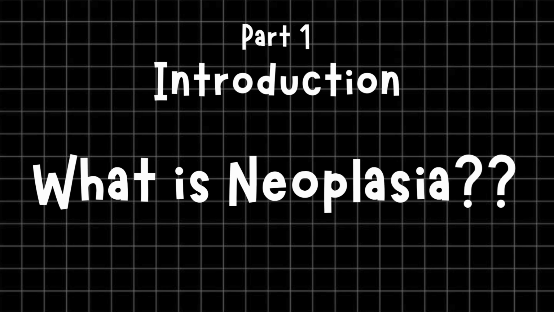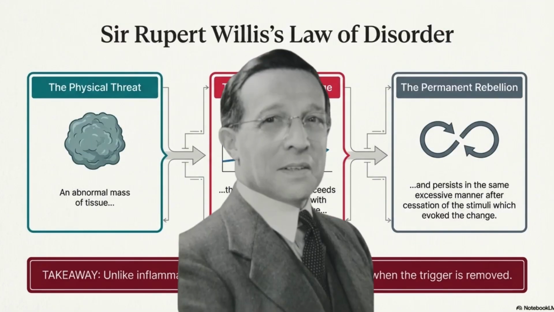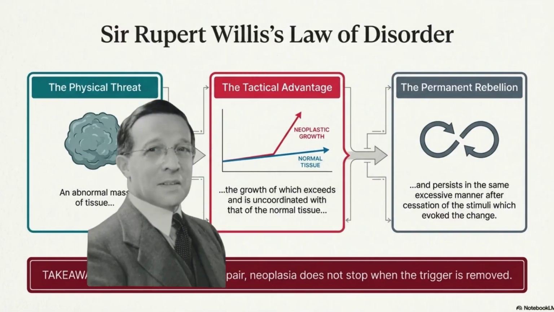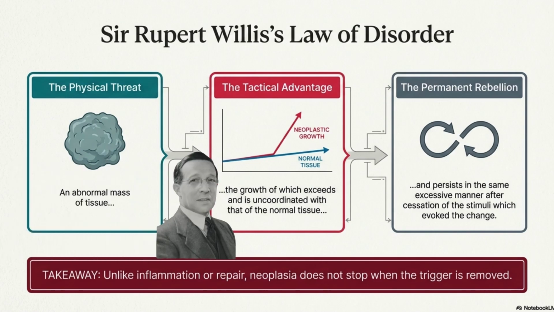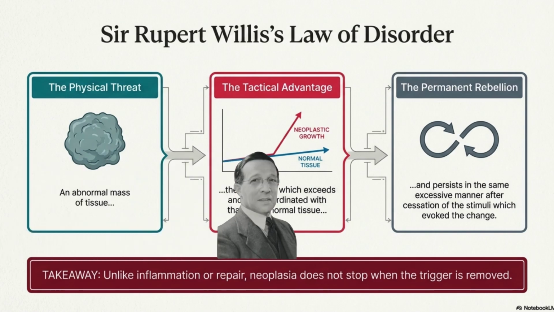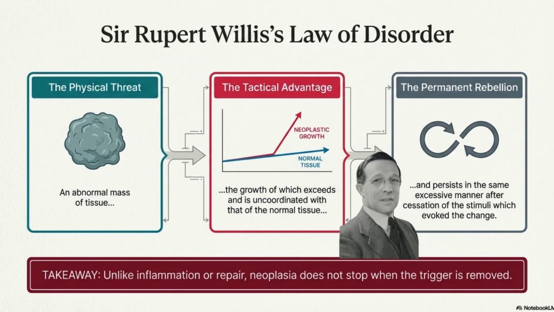Part 1. Introduction. What is neoplasia? Sir Rupert Willis said it best, and you must know this. A neoplasm is an abnormal mass of tissue, the growth of which exceeds and is uncoordinated with that of the normal tissue and persists in the same excessive manner after cessation of the stimuli which evoke the change.